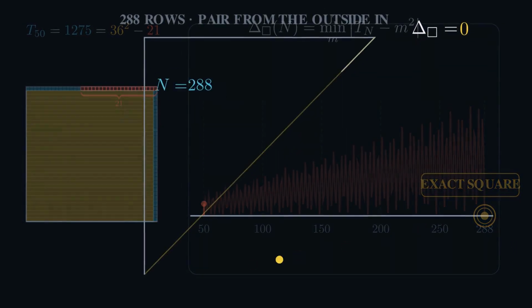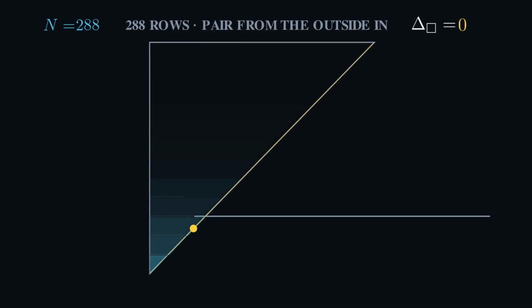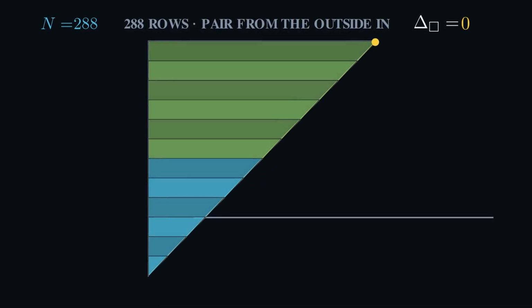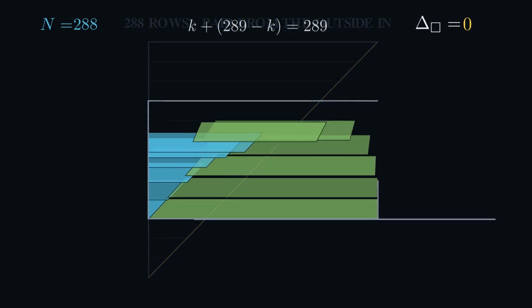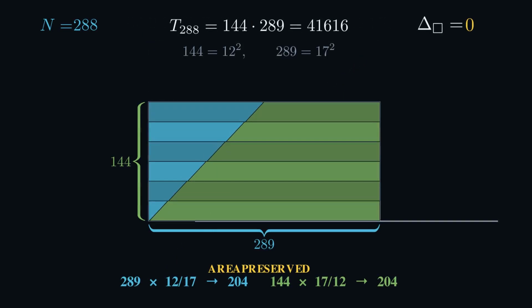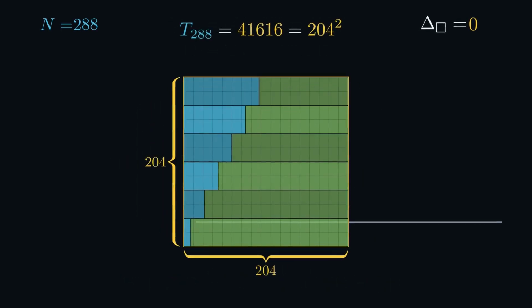For n equal to 288, pair the outer triangular rows and continue inward. This creates 144 pairs of length 289. Those dimensions are 12 squared and 17 squared.